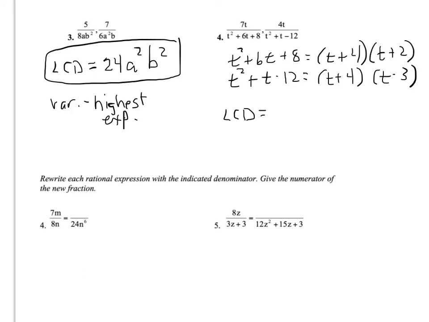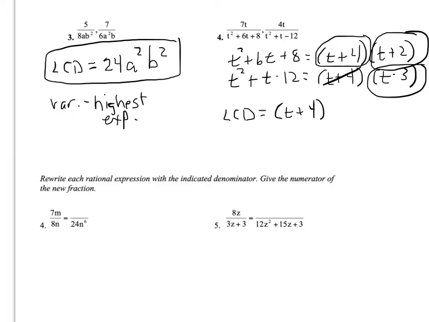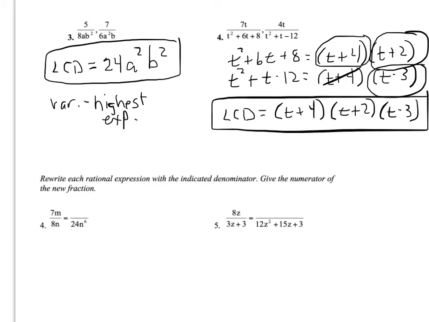So since I have t plus 4 in two places, I will keep one and I will get rid of the other. But I also have to keep the t plus 2 and I have to keep the t minus 3. In any order, I need these three parentheses: t plus 4, t plus 2, and t minus 3. And that would be the LCD for those two rational expressions.